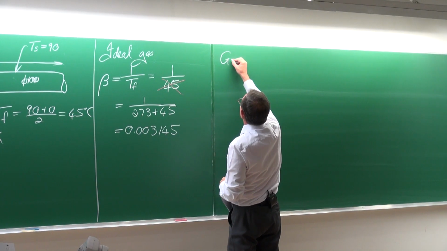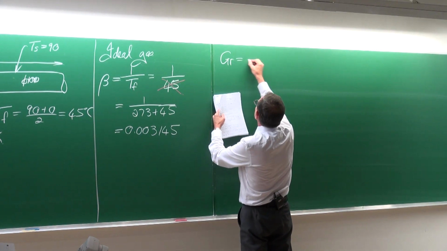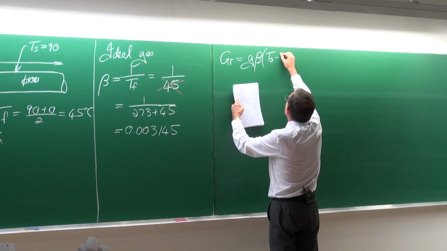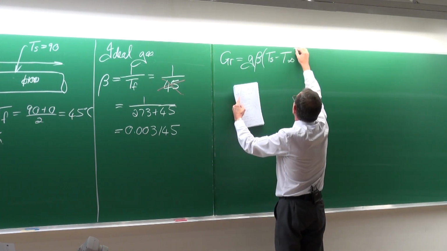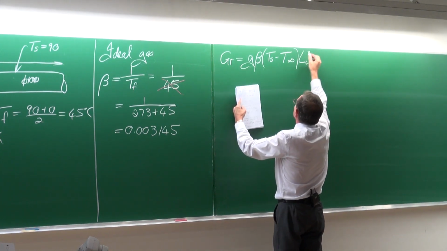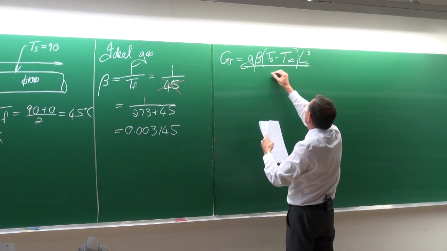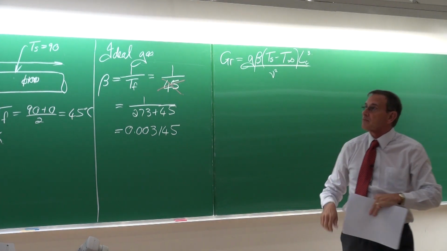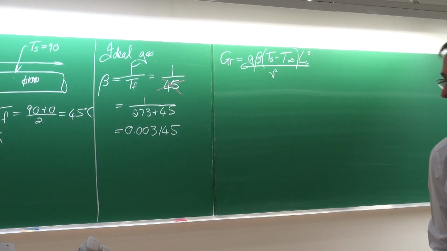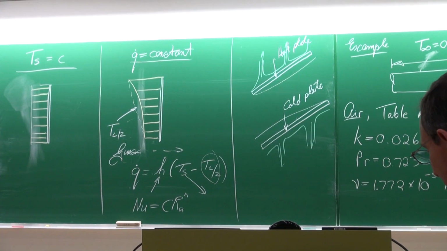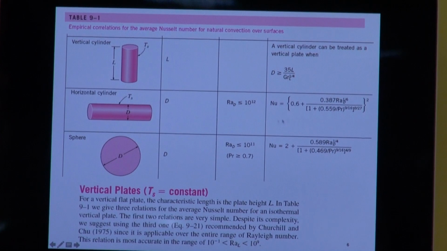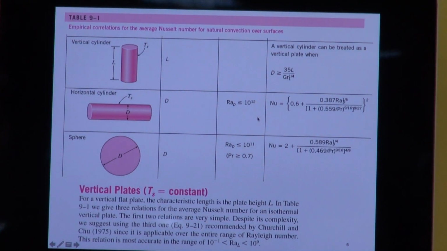Okay, we need to determine the Grashof number. The Grashof number is equal to g beta multiplied by Ts minus T infinite multiplied by the characteristic length to the third, divided by the kinematic viscosity squared. Okay, so there is a horizontal cylinder. So those are the relationships that we can use.